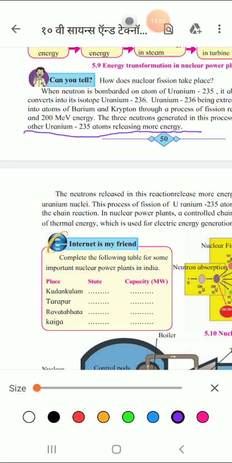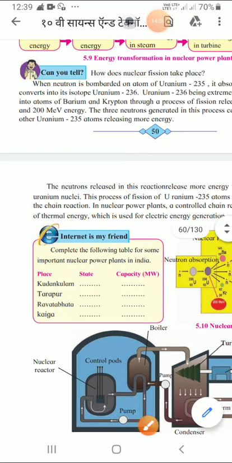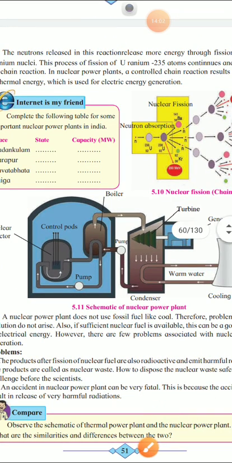Here barium is a chemical element with the symbol Ba, and its atomic number is 56. It is the fifth element in group 2. Now krypton is a chemical element with the symbol Kr, and its atomic number is 36. It is a member of group 18, the noble gas elements.